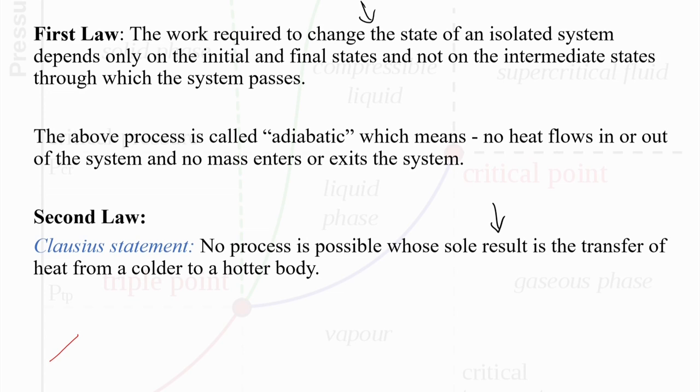We have experienced this a lot in our daily life. If you have a cold object and a hot object and put them in contact with each other, heat always flows from the hotter object to the colder object, and then they become equally warm at the end. But it never happens that the colder object spontaneously becomes even colder and transfers all its heat, whatever little heat it had, to the hotter object, and the hotter object becomes even hotter. That, of course, does not happen spontaneously.